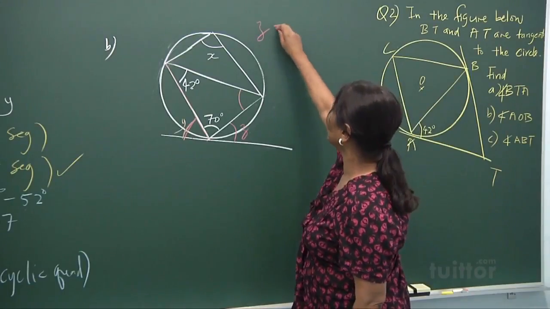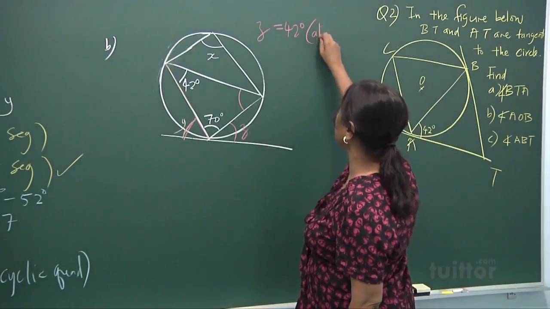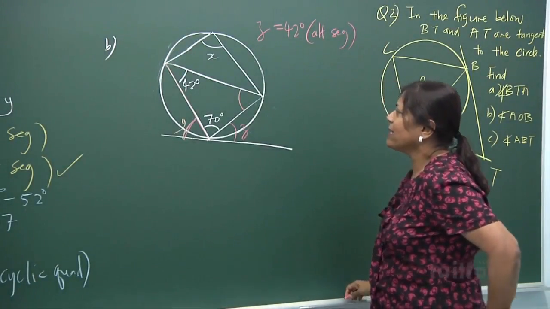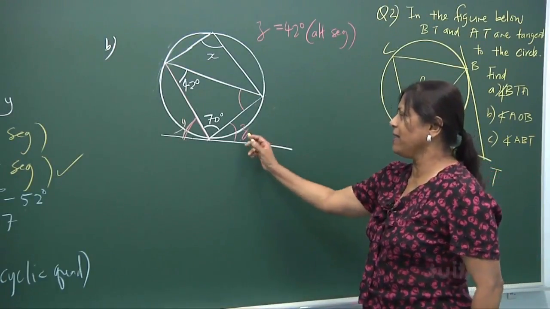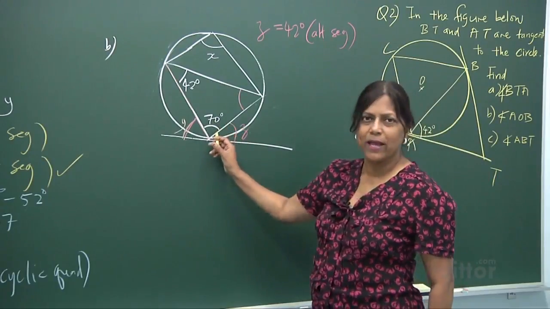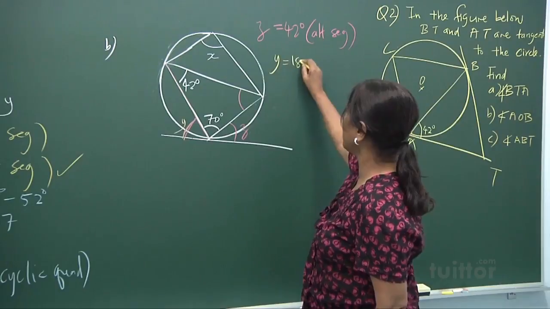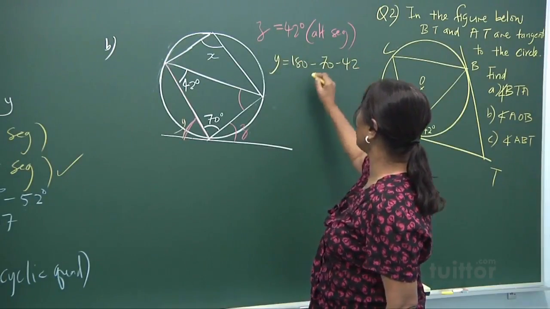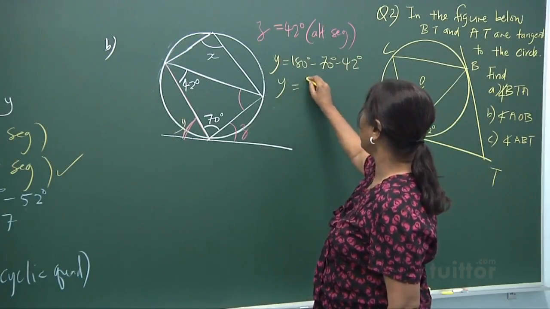Let me write out. Z is 42 degrees. We call it alternate segment. And now we're going to find out what is Y. Now it's easily done. 180 minus these two angles. Alright, so your Y is going to be 180 minus 70 minus 42. Now that will be Y.